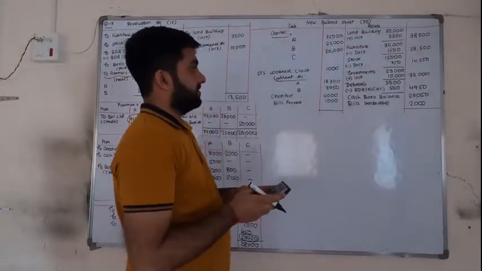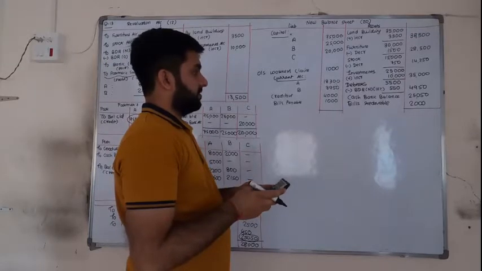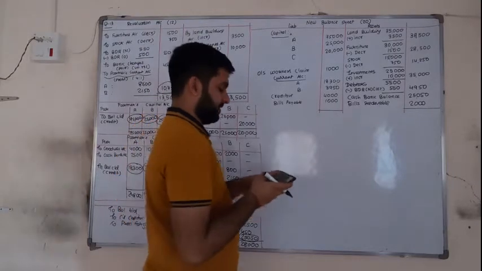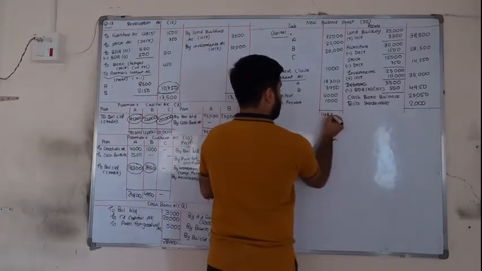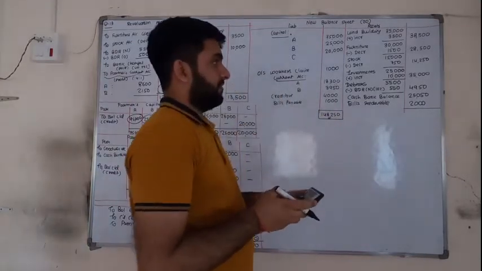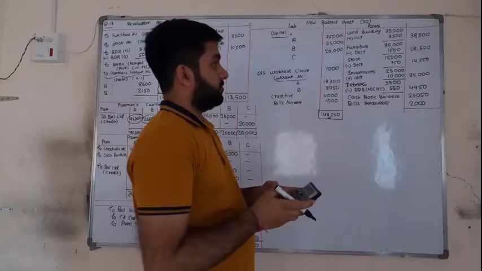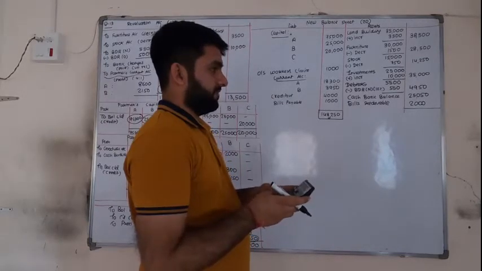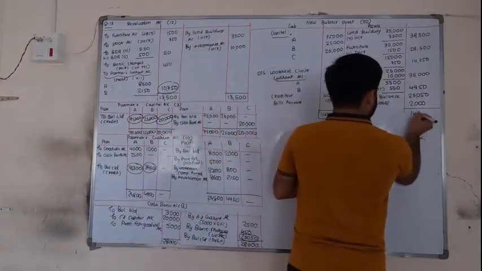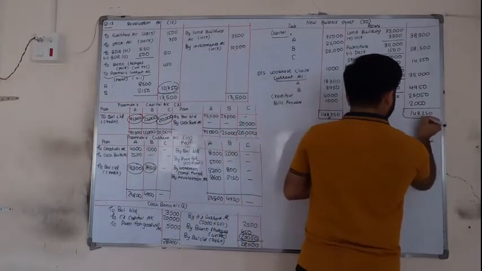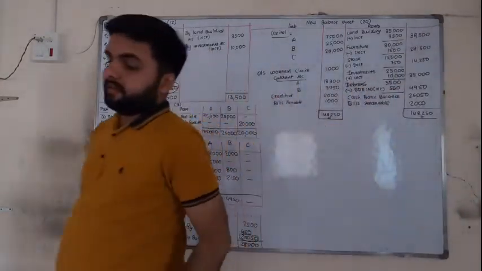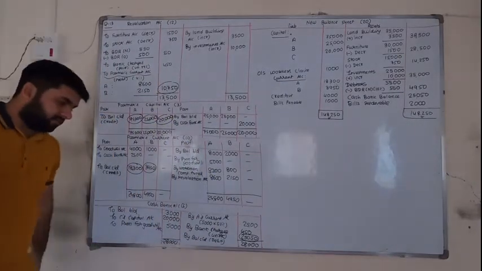Okay, now 75,000, 25,000, 20,000, 1,000, 18,300, 3,950, 4,000, 1,000, total 1,48,250. On the asset side, 38,500, 28,500, 14,250, 35,000, 4,950, 25,050 and 2,000. It is also the same, 1,48,250. So friends, we have completed the 13th sum, which is having a current account also.